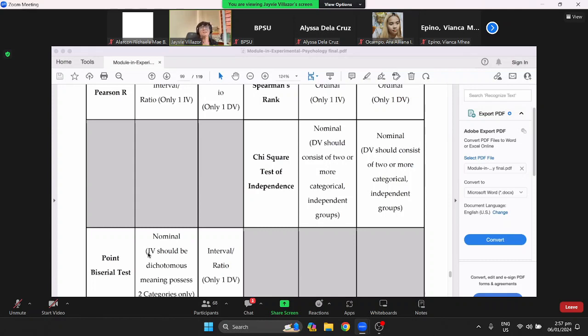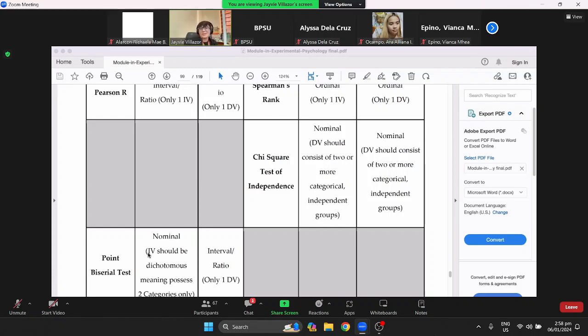Pwede natin baguhin. Ang independent variable natin, let's say for example, is major, AB Psych, tsaka BS Psych. Tapos, ang dependent variable natin ay result ng board exam. Di ba ang result ng board exam, interval ratio yun? Tapos, ang major, kung BS or AB, di ba nominal yun? Or categorical? Then, therefore, pag ganun, point biserial.